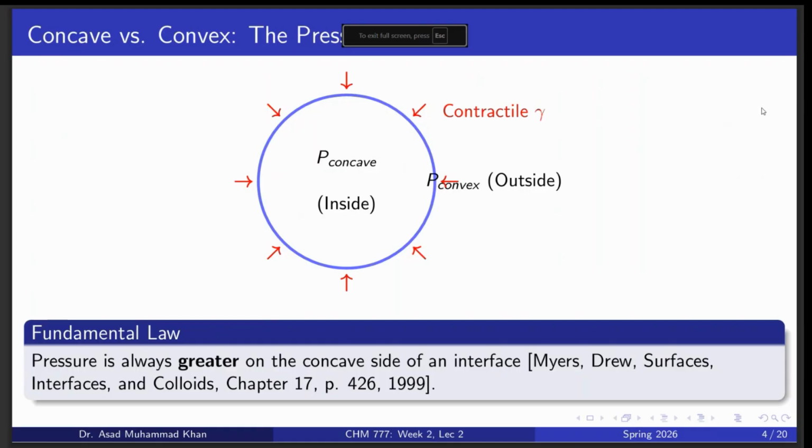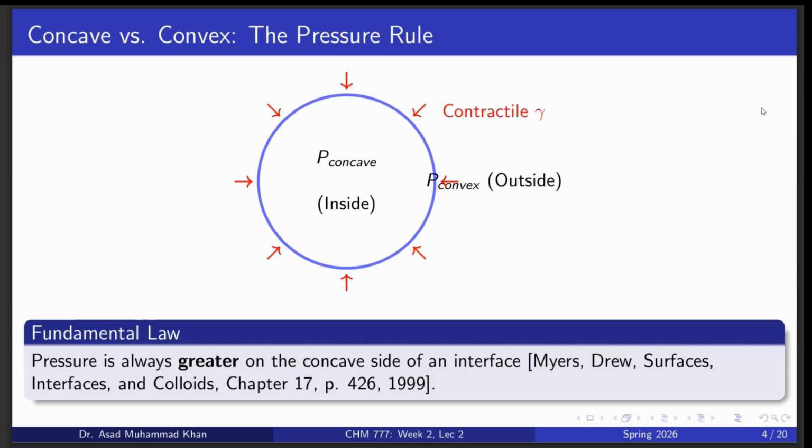so now here we have a circle, and we just saw that this is the type of force which is happening. So what you see is that inside the circle it is a concave surface, okay, and outside the circle it is a convex surface. So the force here that we have is the contractile force which is given by this surface tension. Is that done?